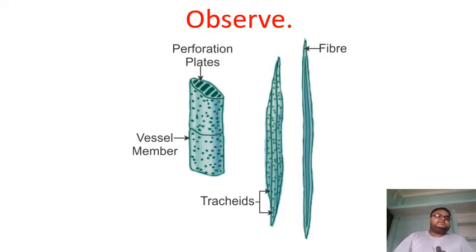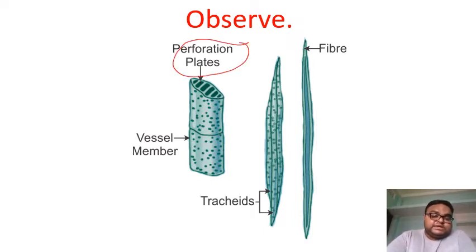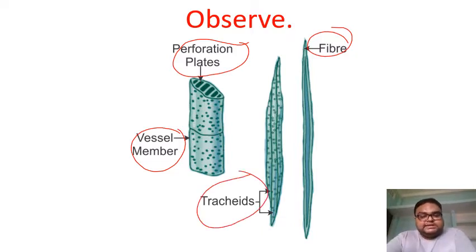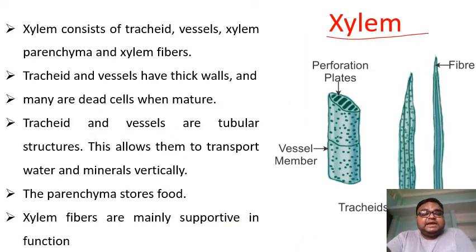So students, just observe this picture. Have you observed it? What can you see from this picture, students? You can see perforation plates, member vessels, fibers, tracheids. So what is it? Can you think what it is? Okay, let's see what it is. So it is xylem, right?